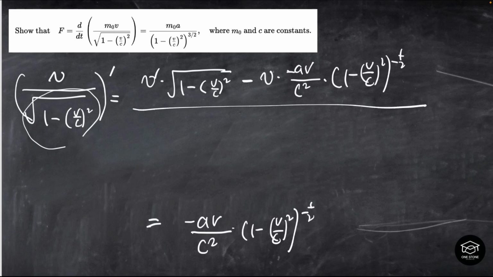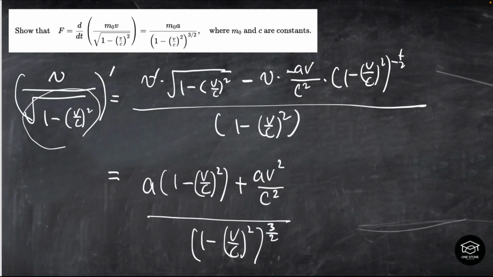We factor out a in the numerator. That gives us a multiplied by 1 minus v squared over c squared plus v squared over c squared. The v squared terms cancel out, so the numerator becomes just a.